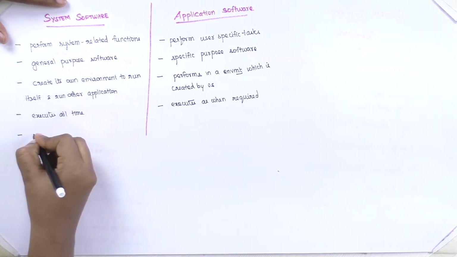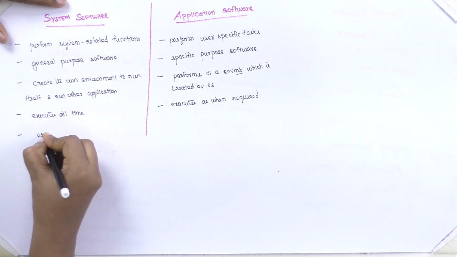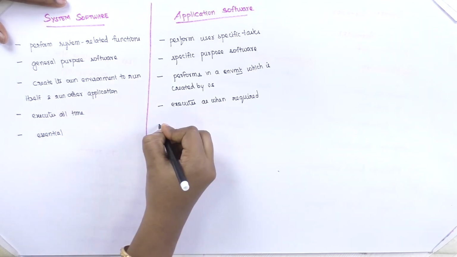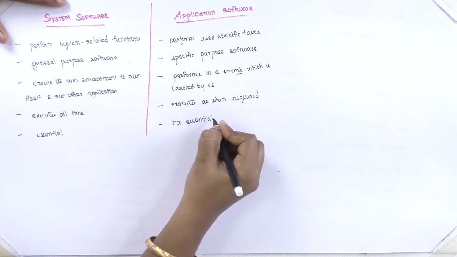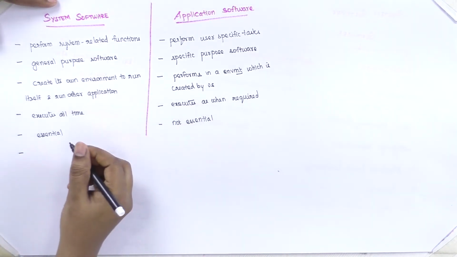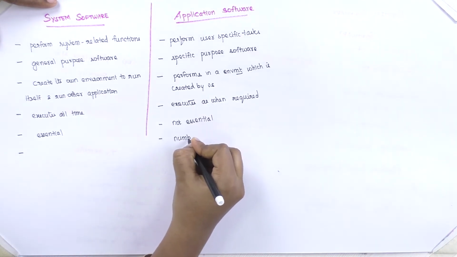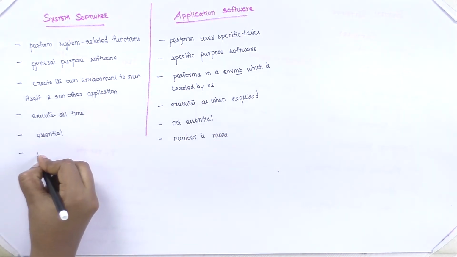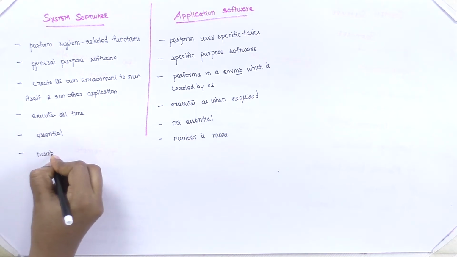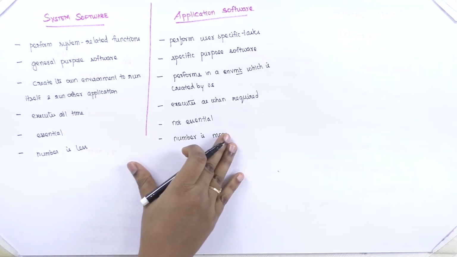Without system software, many of the functions will not work. So system software is very much essential for a system, whereas application software is not as essential. Without application software also, we can use a system. The number of application softwares created is more when compared to system software, where the number is less. So these are the major differences between system software and application software.